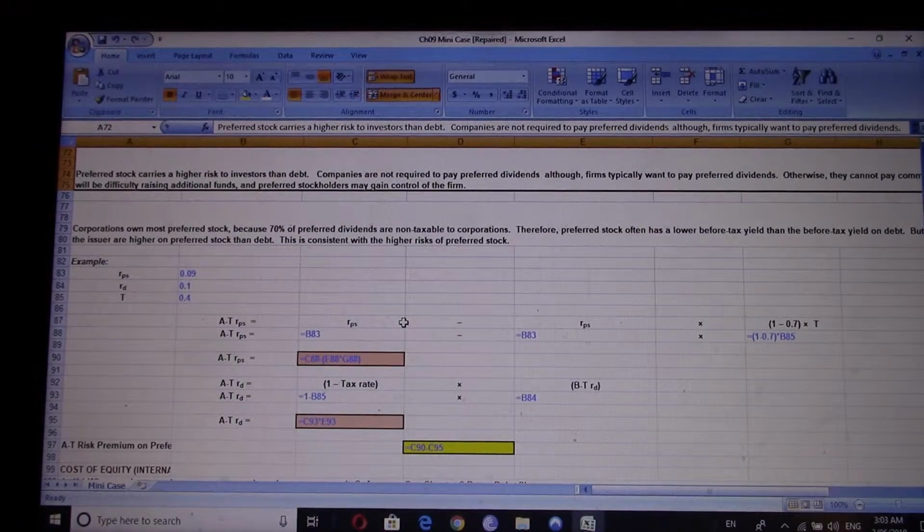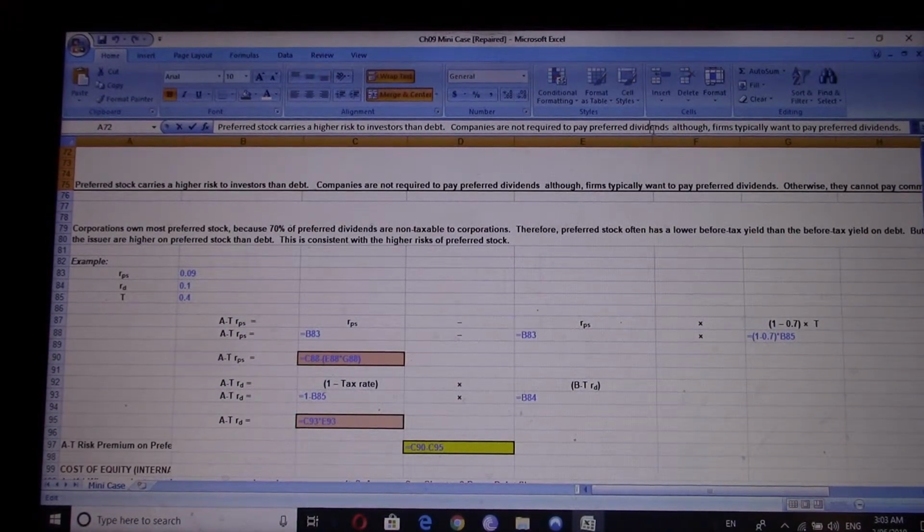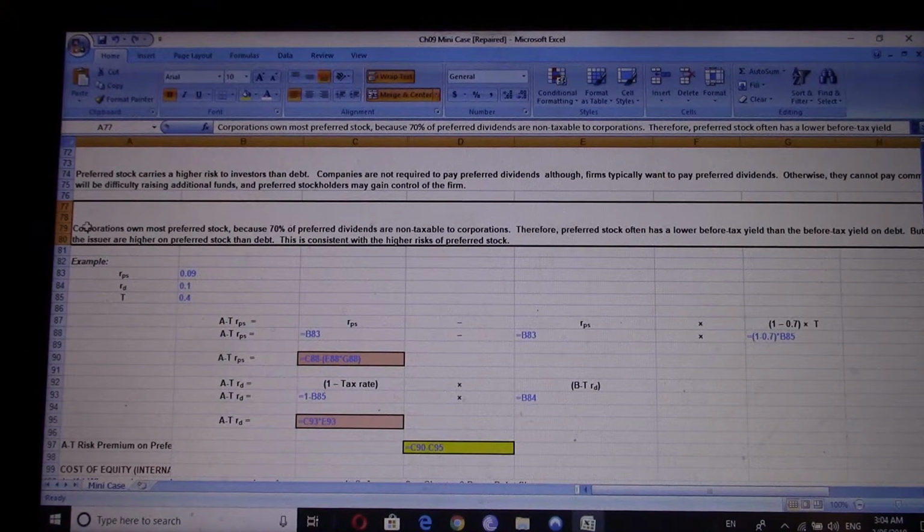Preferred stock carries a higher risk to investors. Companies are not required to pay preferred dividends, although firms would typically want to pay them. Otherwise, they cannot pay common dividends. There will be difficulty raising additional funds, and preferred stockholders may gain control of the firm. Corporations own preferred stock, and 70% of the dividends are non-taxable to corporations, therefore it has a lower before-tax return.